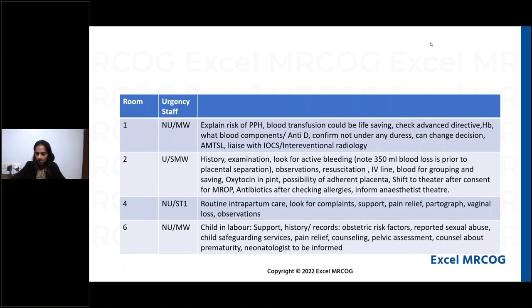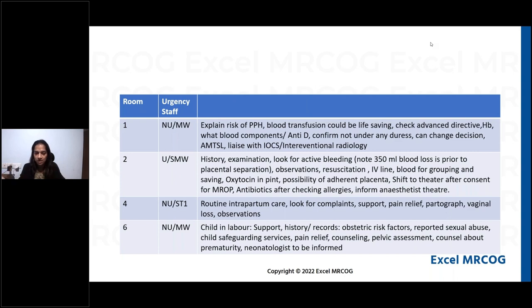antibiotics, again after checking allergies, inform the anesthetist, inform the theater. When you say inform this one, inform that one, that is counted under communication with colleague. Whenever there is a baby, inform the neonatologist. Okay, that much you have to remember. All right. The rest of the rooms were not urgent.